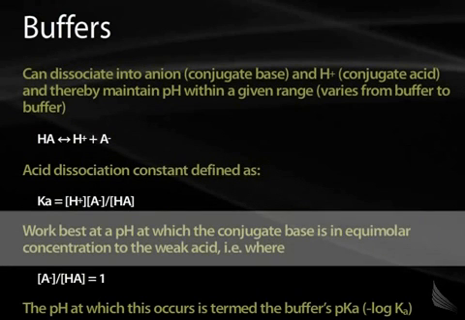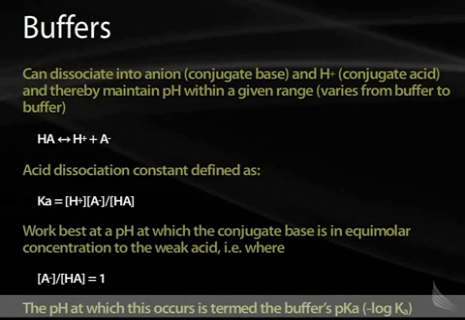A substance works best as a buffer at a pH in which the conjugate base is at an equimolar concentration to the weak acid. This is where the concentration of the anion over the concentration of the weak acid is equal to 1. The pH at which this occurs is termed the buffer's pKa, or the negative log of the Ka. The important buffers in the human body have a pKa near the normal pH of blood.